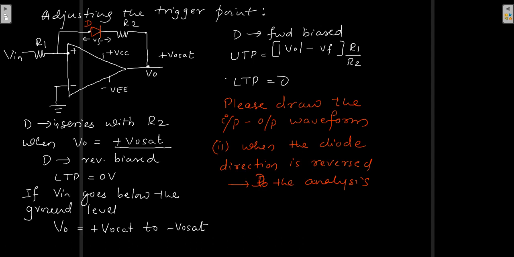Now, with these things, let me take up an example and see how we will be able to solve it. So this is adjusting the trigger point, and when the diode is connected in the other direction, what exactly happens, how your LTP becomes 0, how your UTP becomes 0, and how you would get the change in the waveform, all those things you should be able to understand, right? So now with that as the reference, let me take one simple example here.